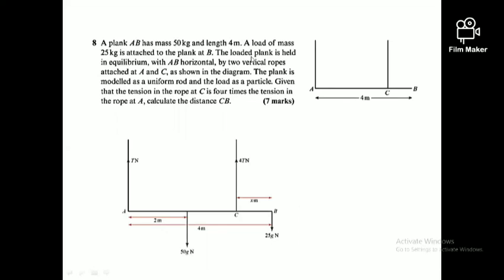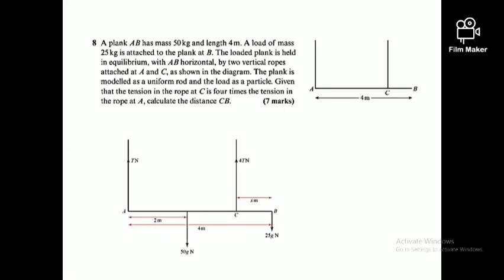The loaded plank is held in equilibrium with AB horizontal by two vertical ropes. There would be two reactions. Still, we don't know any relationship between these two, therefore just keep it as it is. Okay, the plank is modeled as uniform. Therefore, you can mark the center of gravity at the midpoint of the 4 meters, 2 meters from this corner.